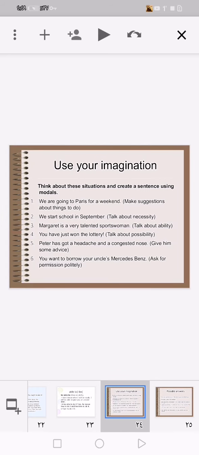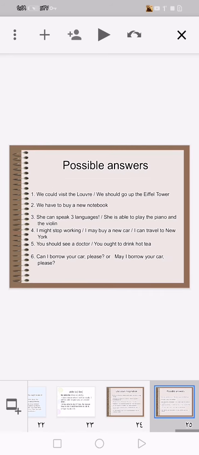Number 2: we start school in September. Talk about necessity. تكلم عن الضرورة. We start school in September. فيا modal verb هنا راح تستعمل الحل. Number 2 استعملنا have to: we have to buy a new notebook.